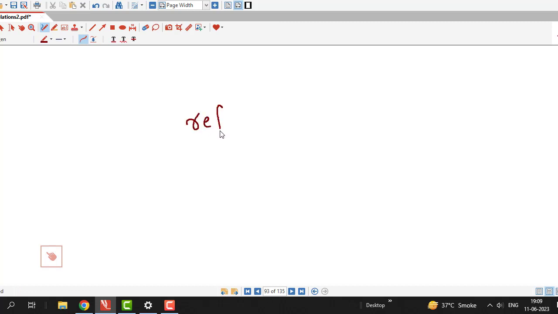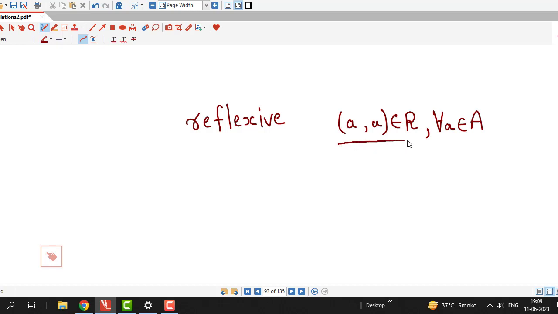We know that a relation R on a set is reflexive if it contains diagonal elements of this type. For every a in the given set, if the ordered pair (a, a) belongs to R, then relation R is called a reflexive relation. In other words, every element is related to itself by the relation R.